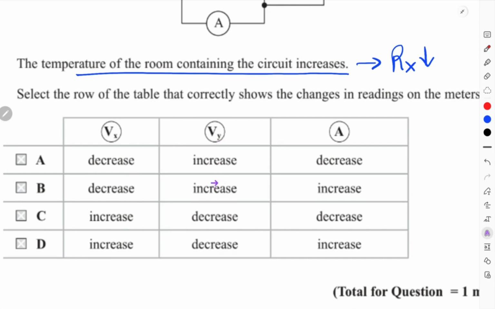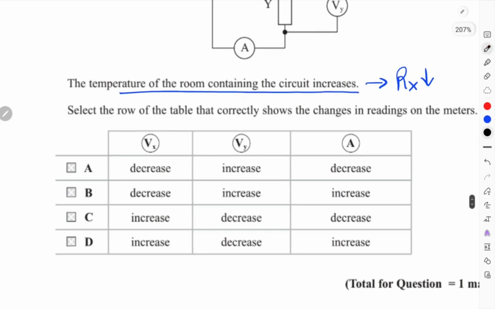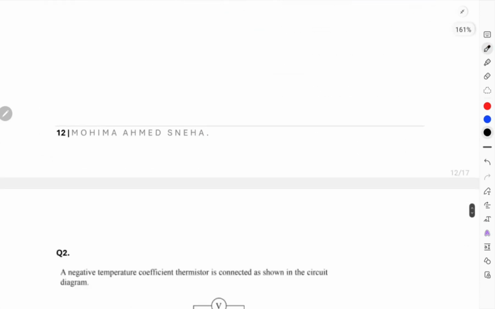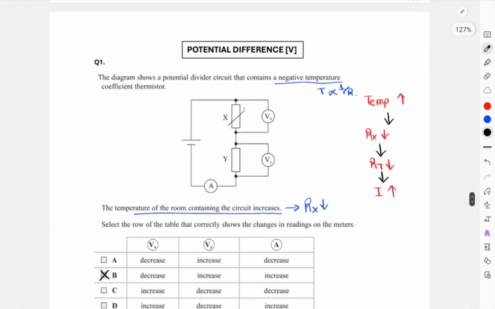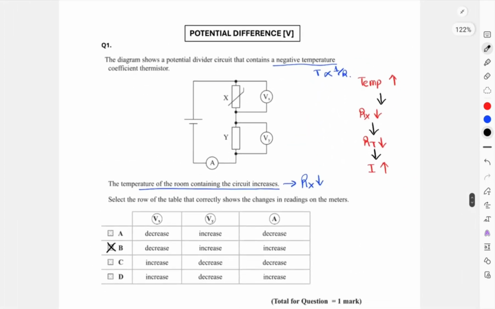Okay, and current will also increase because a decrease in resistance of that thermistor causes the total resistance of the circuit to decrease. So if total resistance of the circuit decreases, total current also will increase. So the thermistor decreases, fixed resistor increases, and the total current in the circuit will also increase. So for option B, this is the correct answer. Okay, so I should just zoom out and you guys should have one look for this one question.